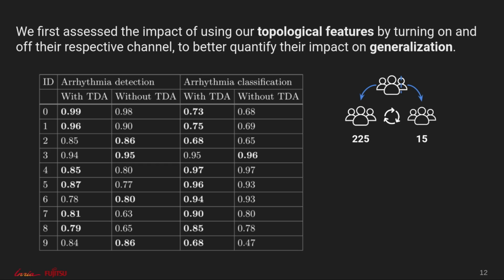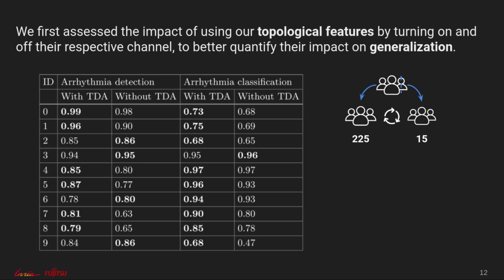The models were trained either by switching on or off the TDA channels, meaning the concatenated feature map fed into the fully connected classifier either used or did not use the TDA features. The validation results, accuracy in this case, of both tasks are represented in the table here.